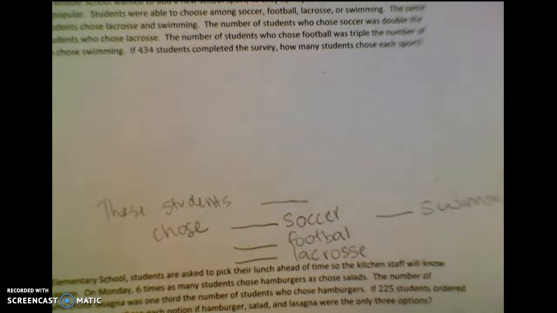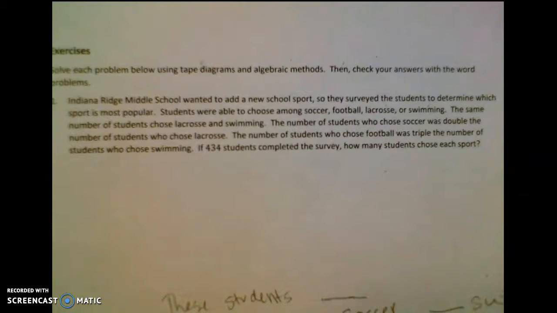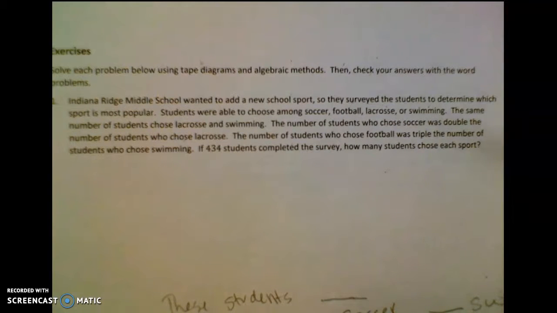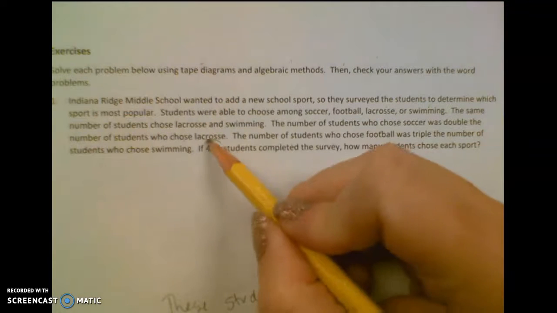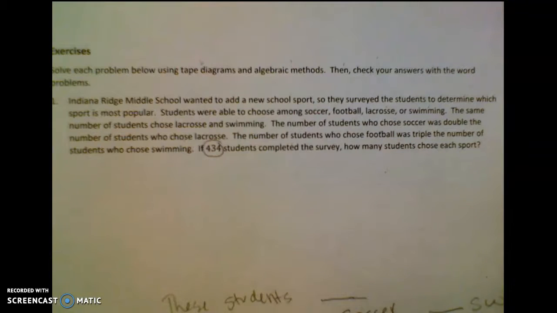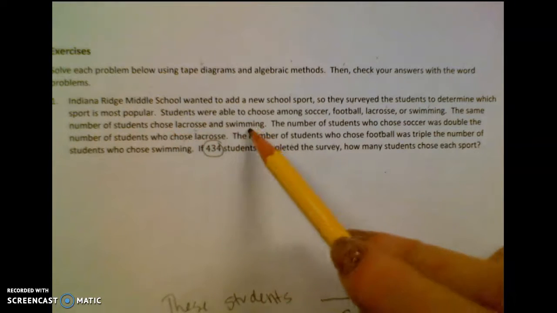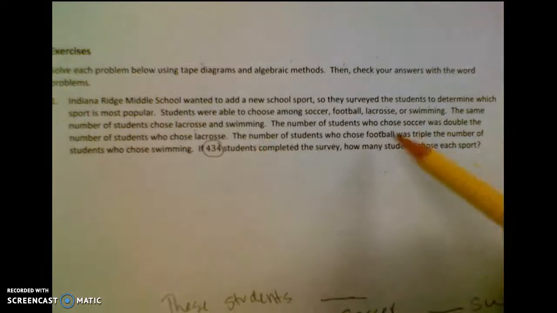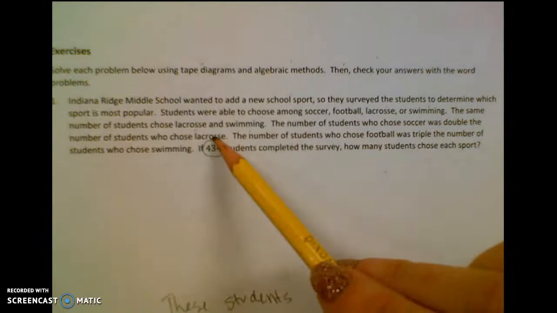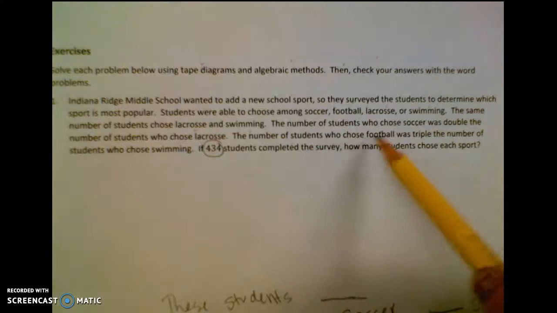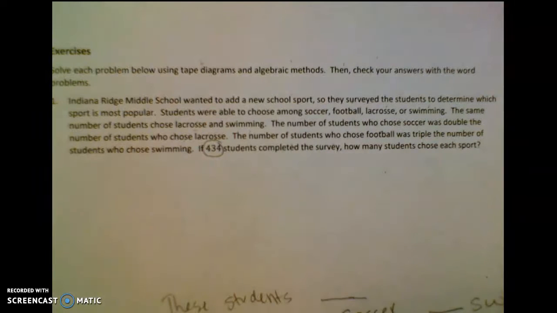So now let's go back into our problem and find where it talks about the information. So we know that there were 434 total students. We know that the same number of students chose lacrosse and swimming. The number of students who chose soccer was double the number of students who chose lacrosse. And the number of students who chose football was triple the number of students who chose swimming.